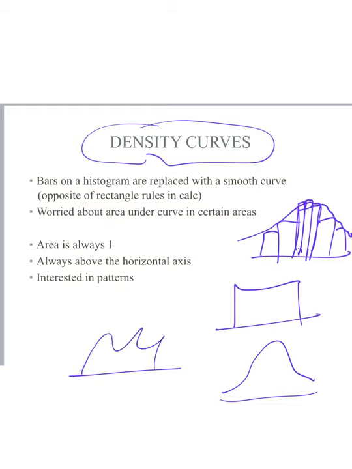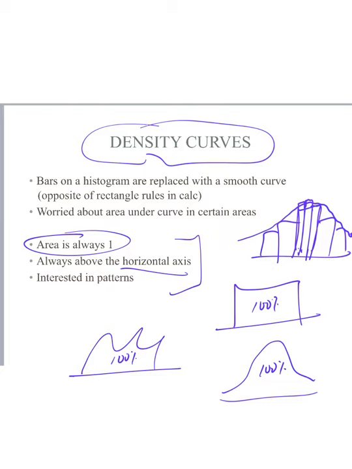The only thing that holds true for all density curves are these 3 points right here, which is that the area is always 1. The reason the area is always 1 is because it represents the idea that 100% of the area is under each one of these curves. It always has to be above the horizontal axis because you can't go into a negative probability. 0% is the lowest. You aren't going to have a spot where there's a negative situation.